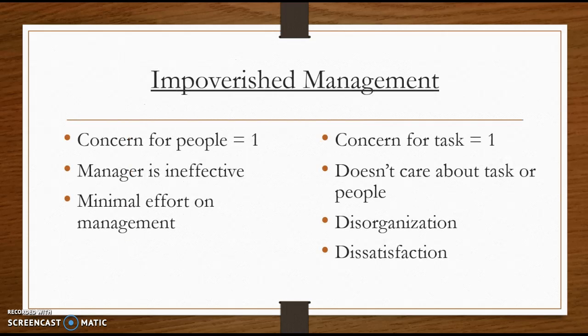Now we are going to discuss a little more in detail each individual management style. So, impoverished management. Impoverished management has a concern for people at a 1, which is very low, and a concern for task at a 1, which is also very low. So what does this mean? This means that the manager is ineffective. He puts minimum effort into managing his people. He doesn't care about completing the task. He's disorganized and just all around a bad manager.